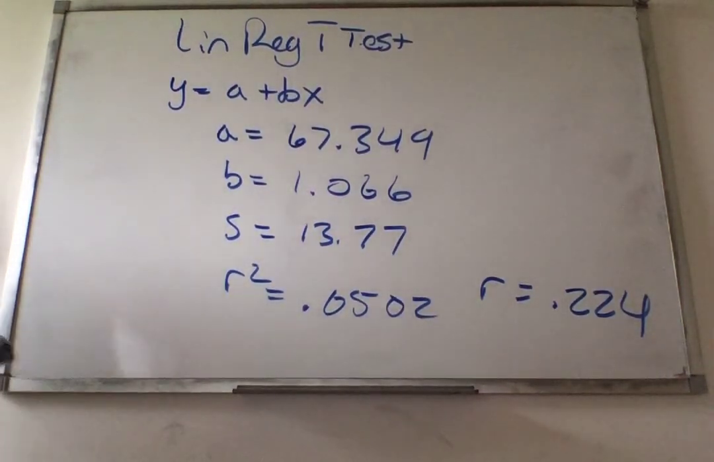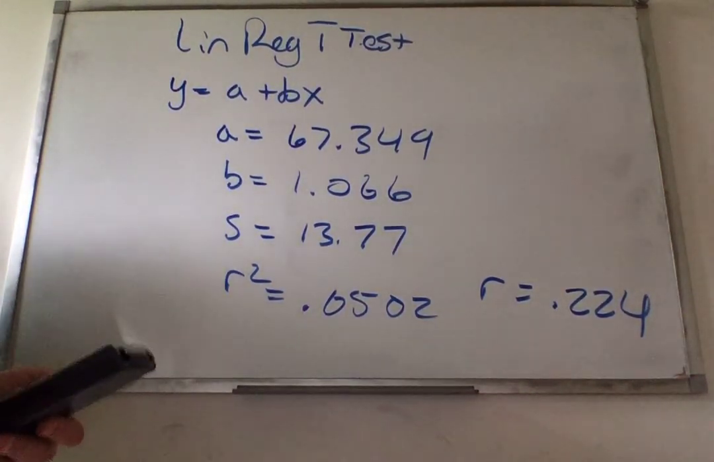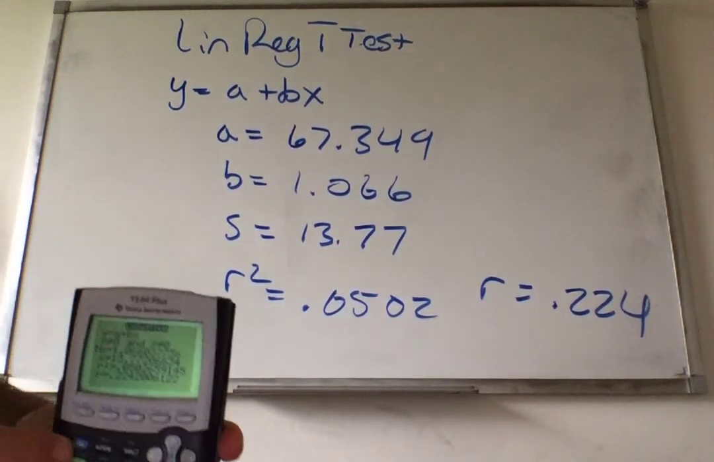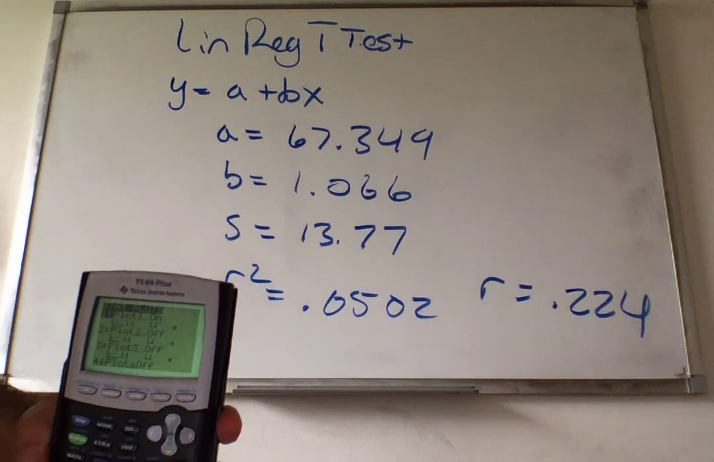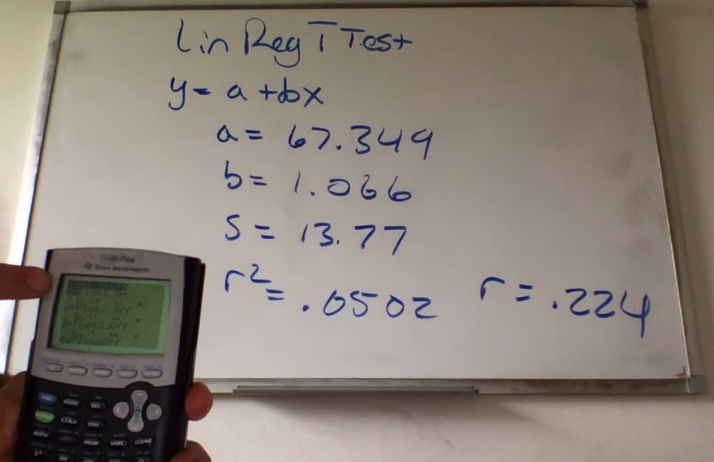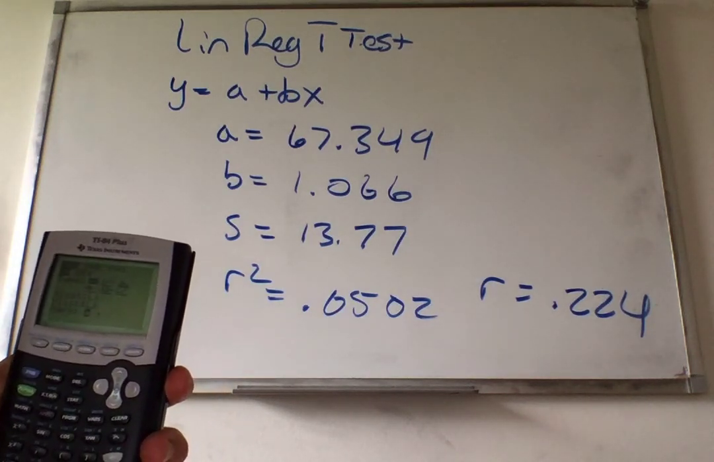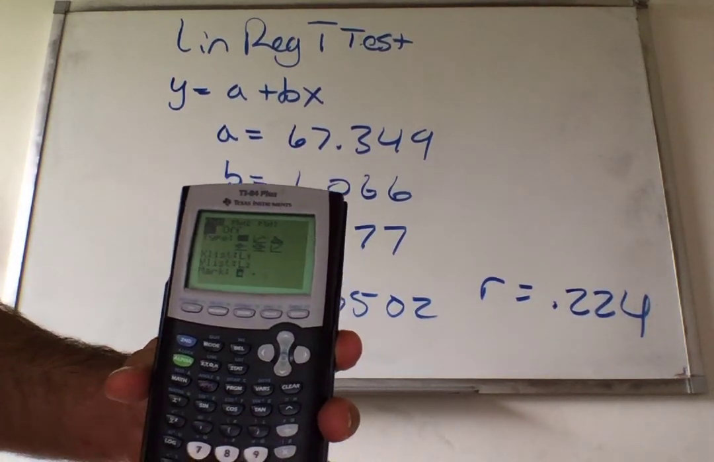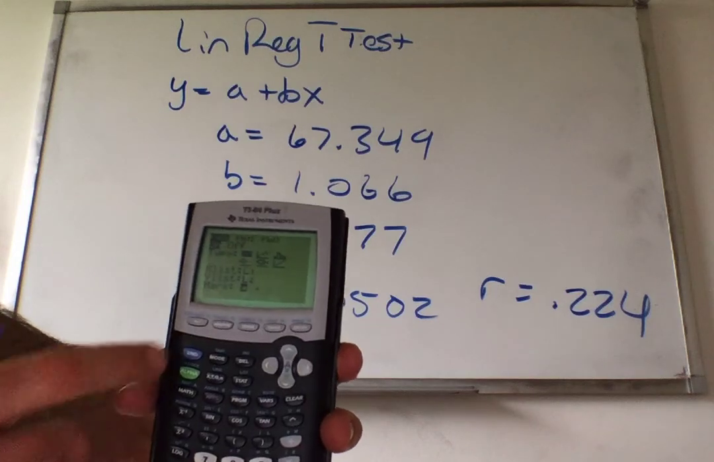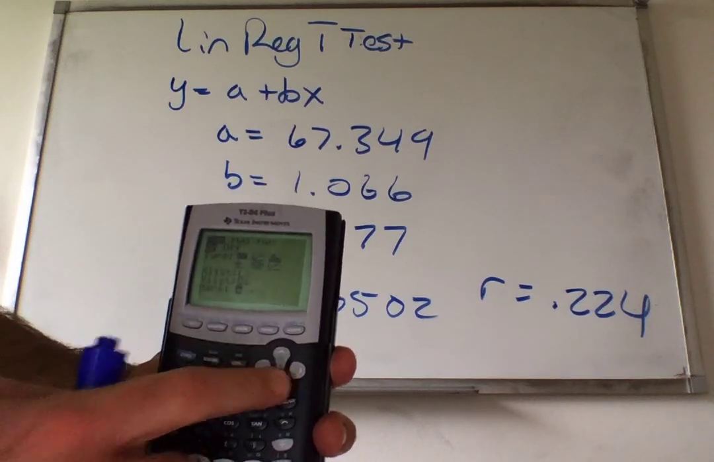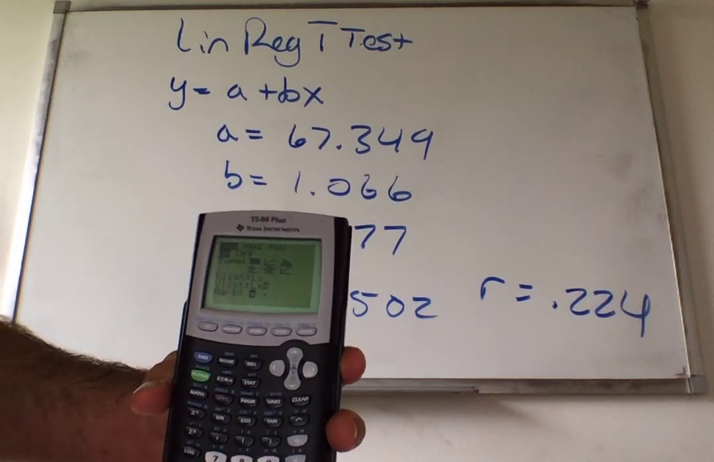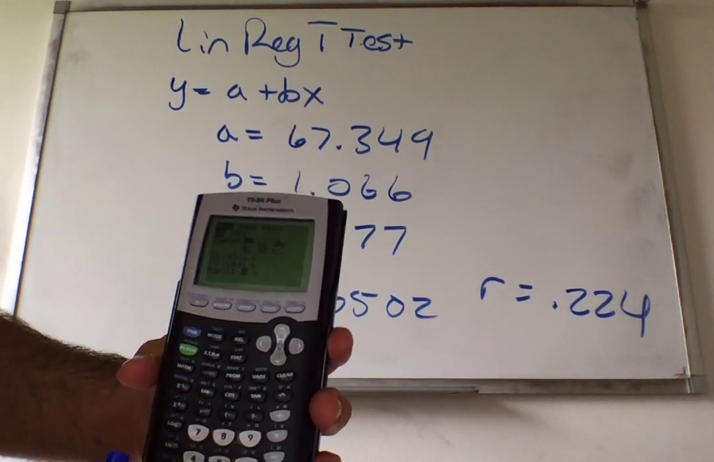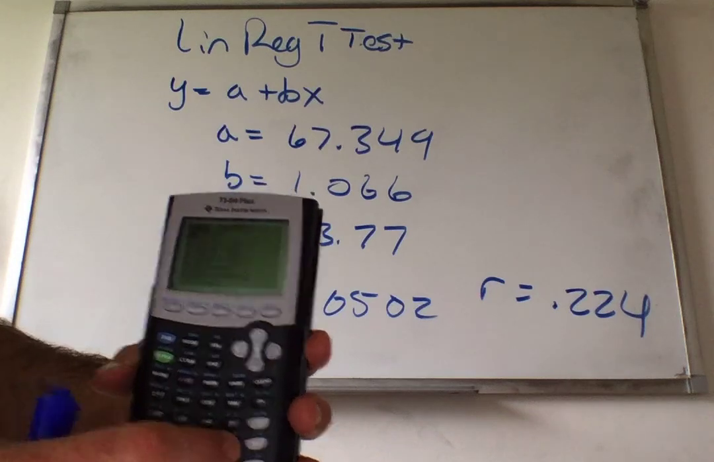Okay, so let's go ahead and make a graph of it again. Second Y equals, this time, remember our Plot 1, X list and Y list, was in List 1 and List 2. So we've got to go down and change that now to List 3 and List 4. Now I hit Zoom, I hit 9.